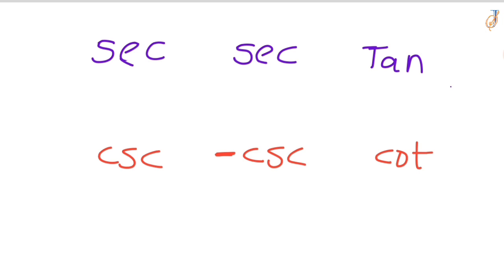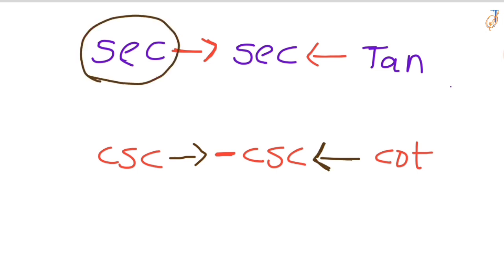And finally, add arrows pointing towards the middle. See, this arrow is pointing towards the middle, and here also add an arrow pointing towards the middle. That means if you start from secant, you have to go through the right hand side. If you start from the right hand side, the arrow points to the left, so you have to go through the left hand side.